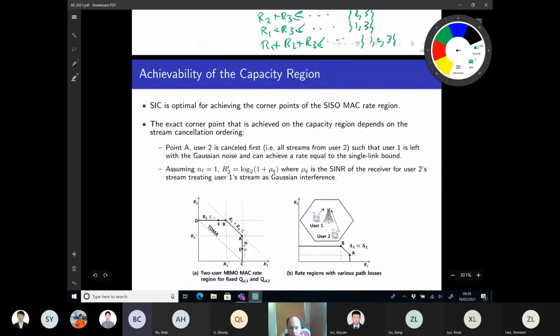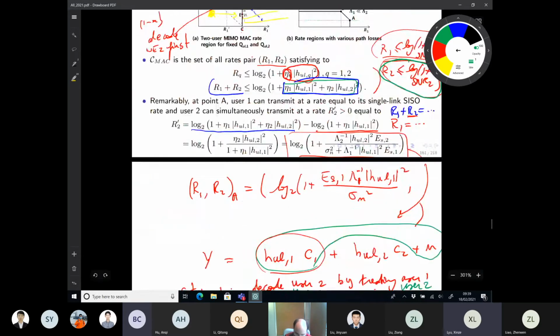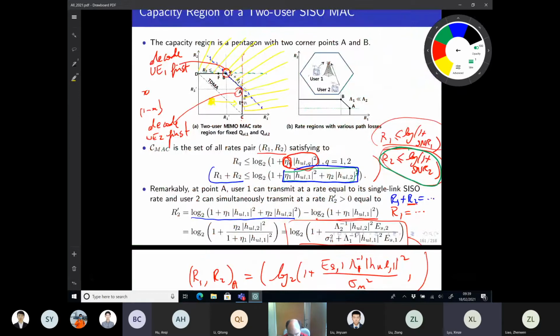Good. Any question? I have a question about the orders. You mentioned the orders when you do SIC. Do the orders depend on which symbol is easy to estimate or detect, or on the power allocation, or on the channels of the two users? At this stage, it doesn't. What I want to show you is that if you change the order, you will actually achieve different points on the boundary of the capacity region.